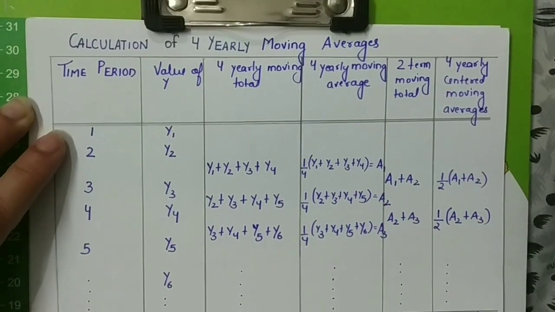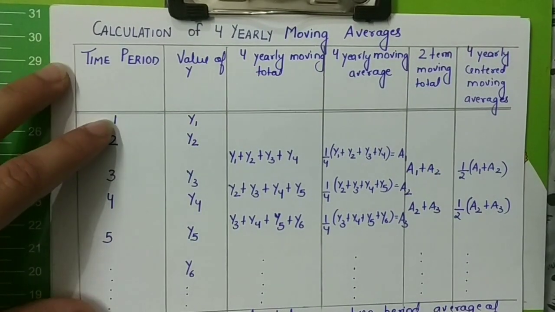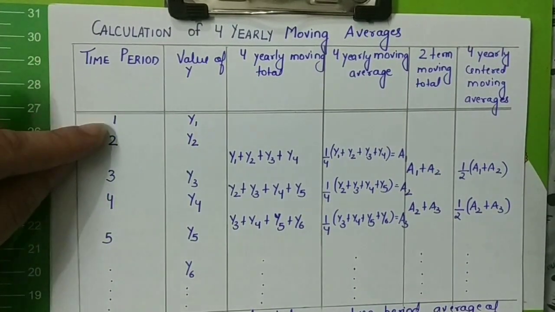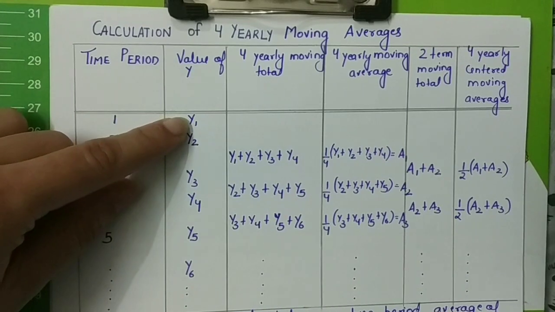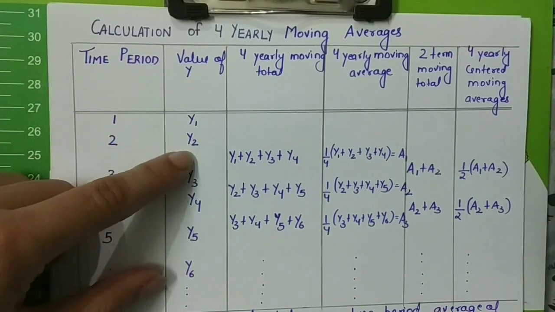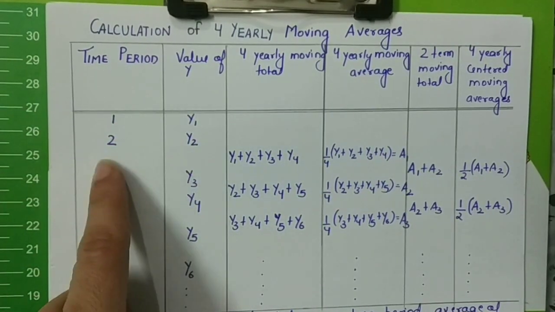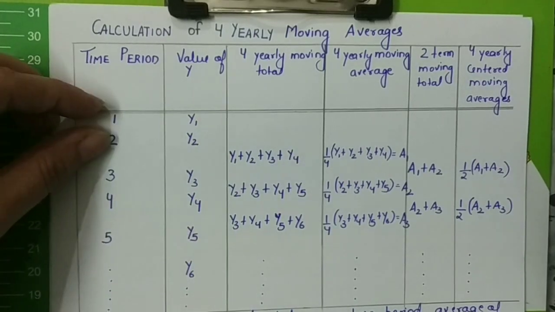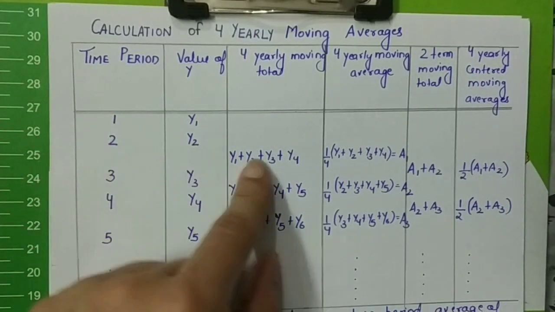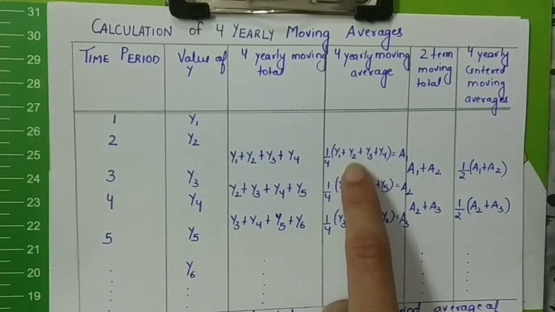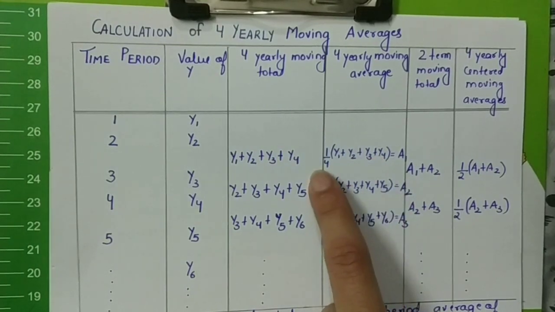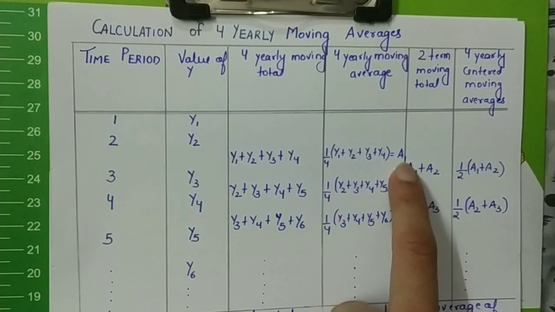Now how will I proceed? I will take 4 years. I will total the value of y for 4 years, y1, y2, y3, y4 and place it in the middle of the 4 years, that is between 2 years and 2 years. The middle is here, it will be placed here, and then I will divide the total by 4. I'll get a value a1.